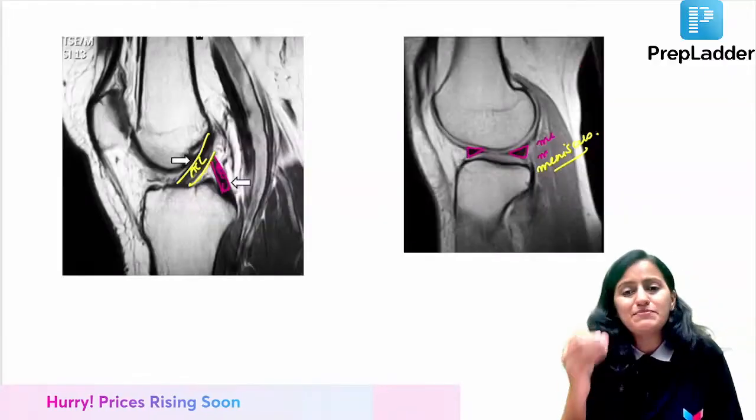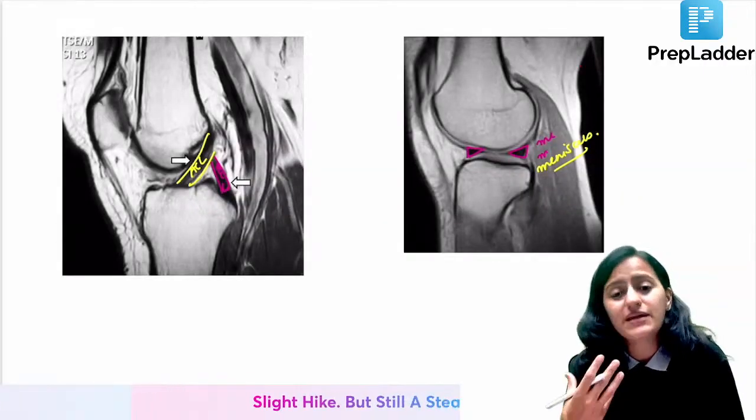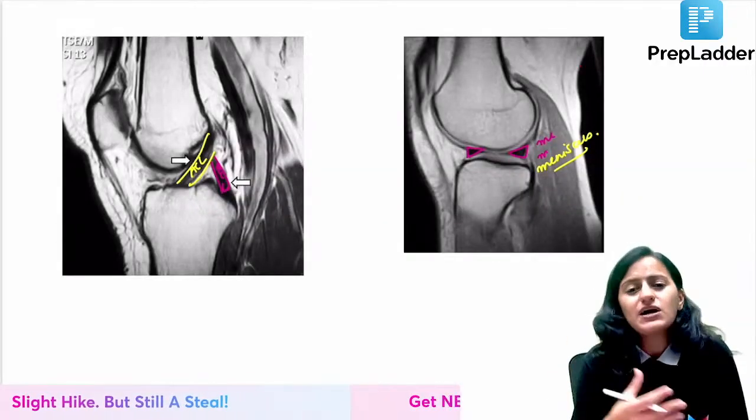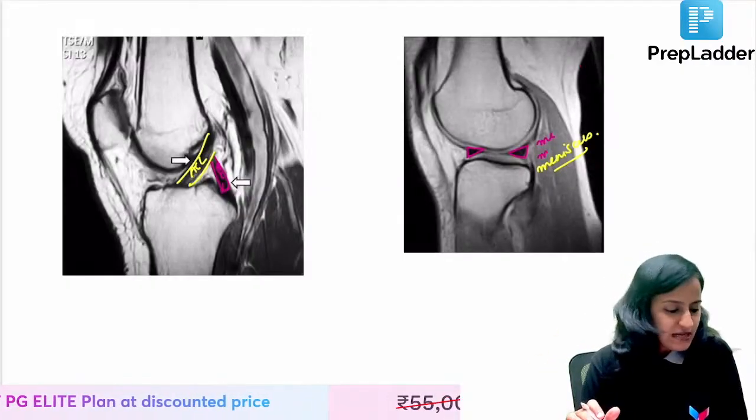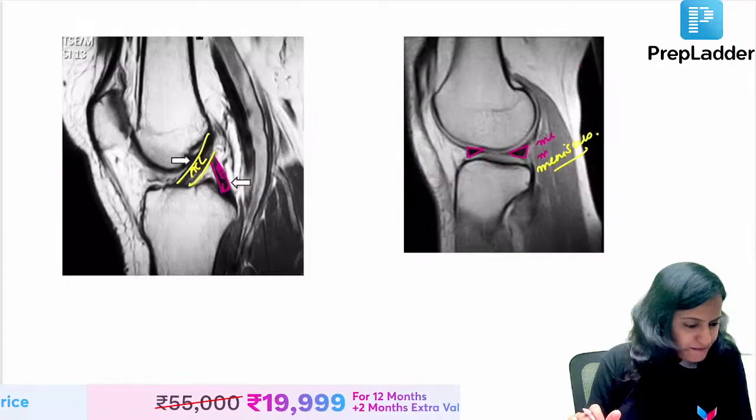Okay, so remember, meniscus and ligaments are well seen on MRI. Meniscus is a cartilage. So for cartilage, ligaments, nerves, for all soft tissues, MRI is a better investigation. Is this clear with everyone?